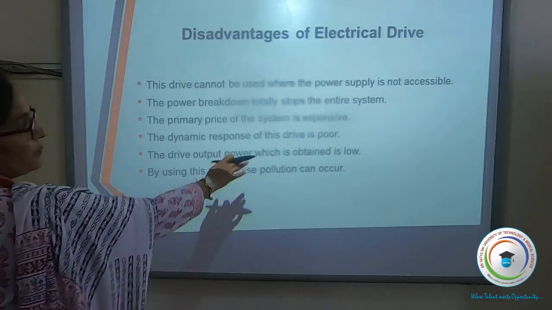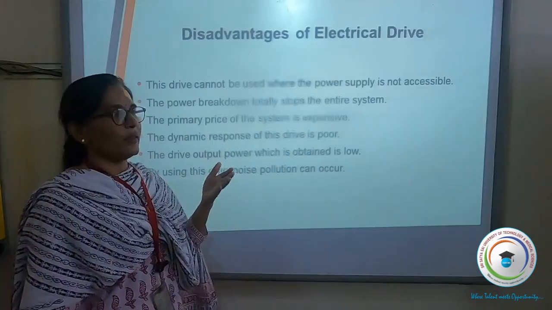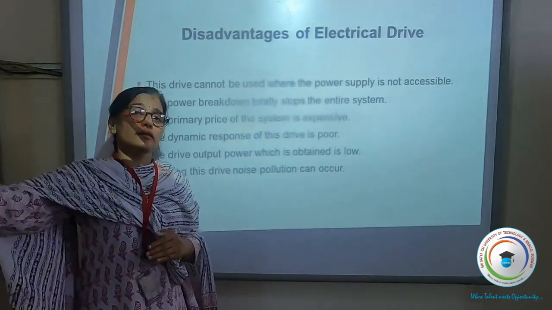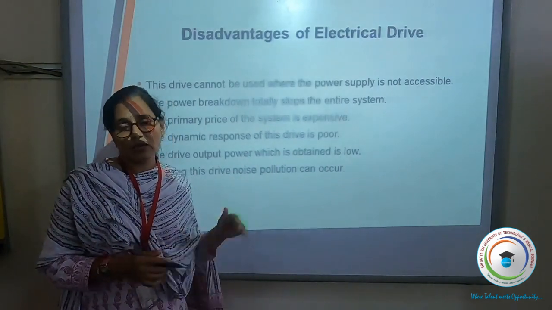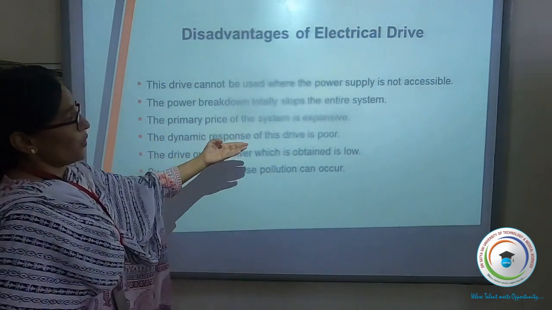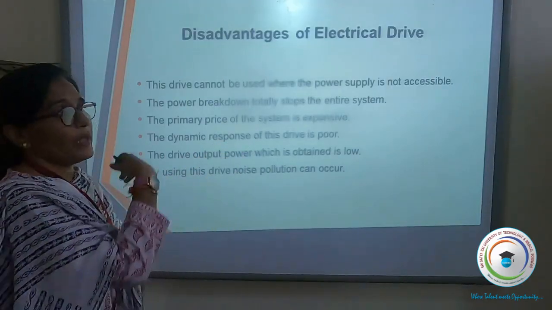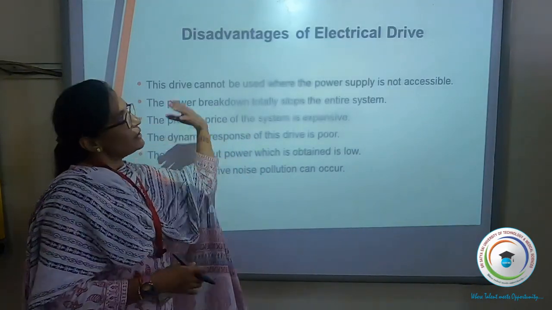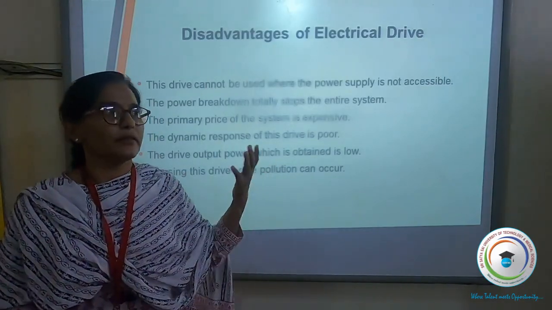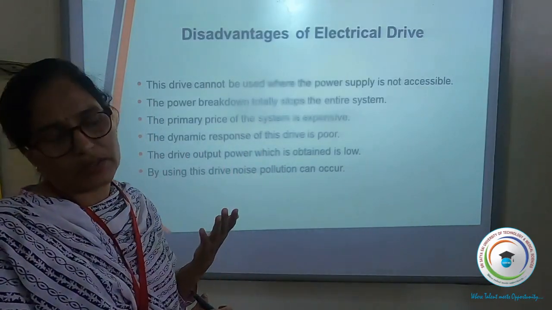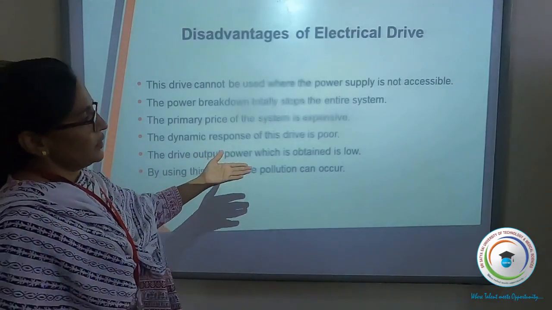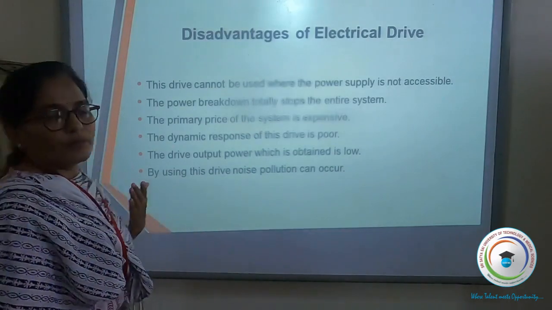The primary price of the system is expensive. The installation or initial cost is expensive, but the results are highly efficient, so that can be compatible. The dynamic response of the system is poor, which can be modified. Disadvantages are there, but we can modify them. We can work on this and do further research to obtain the desired performance.